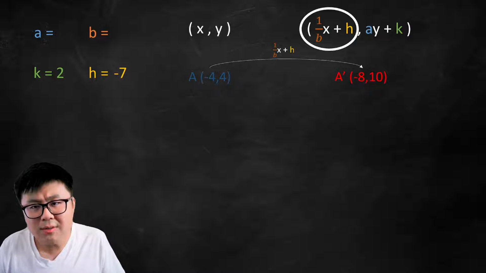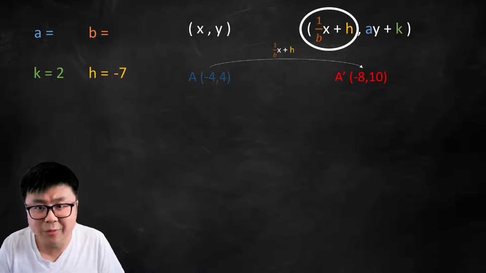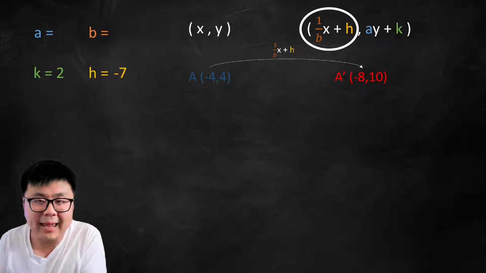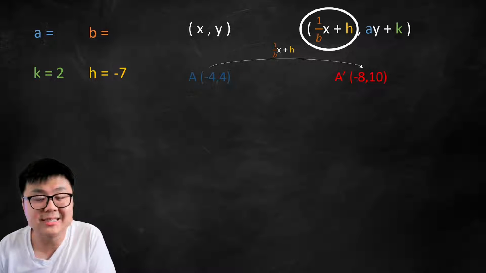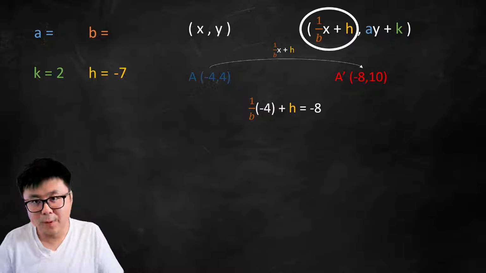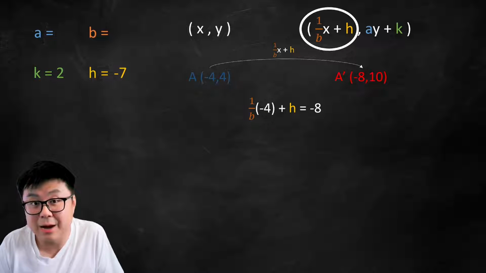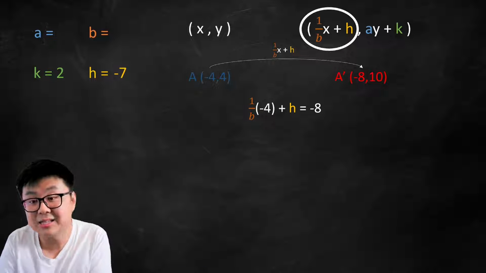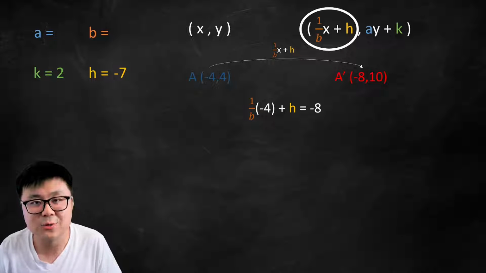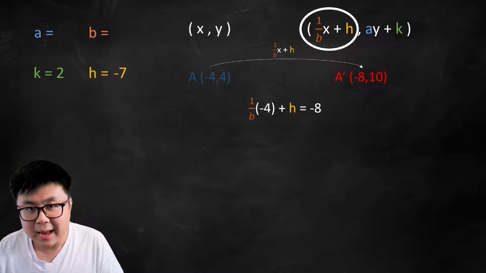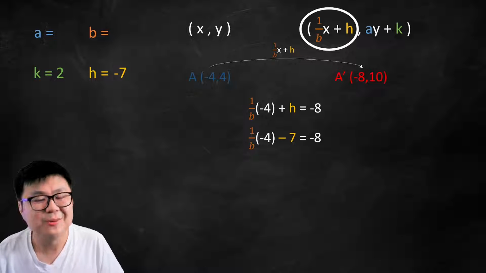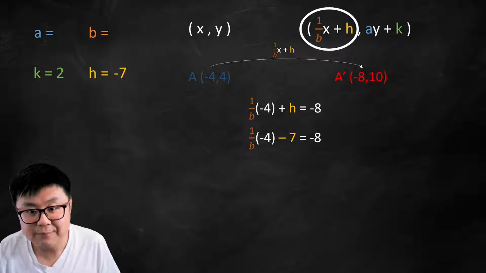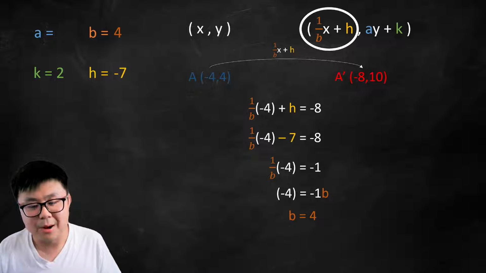Well, we already know that our original X value was -4, and we know that after doing this mapping notation of 1 over B times X plus H, our answer is -8. So we can actually set this up as an equation. We can write 1 over B times -4, because that's our original X value, plus H, and we can now put an equal sign because we know that has to give us -8 because that is the X coordinate of our corresponding A prime point. And at this point, we know that H was -7. So we can replace that with -7, and now we just solve for B. So that gives us a B value of +4.